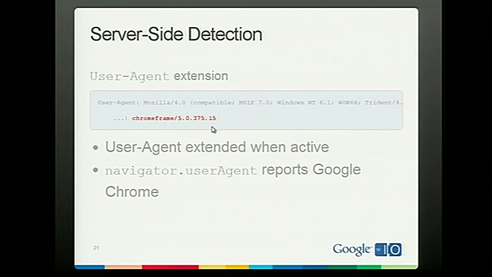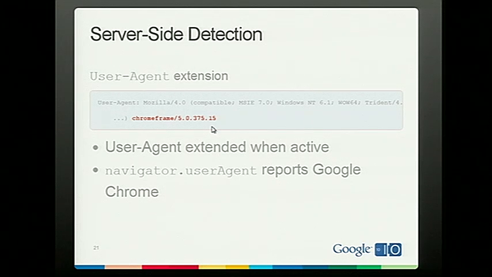Again, it's worth noting that the user agent is only extended when Chrome Frame is installed and active. If we disable the browser helper object or disable the plugin, but it is installed, we don't send it. So you're never going to see that header from a client that can't handle Chrome Frame content.